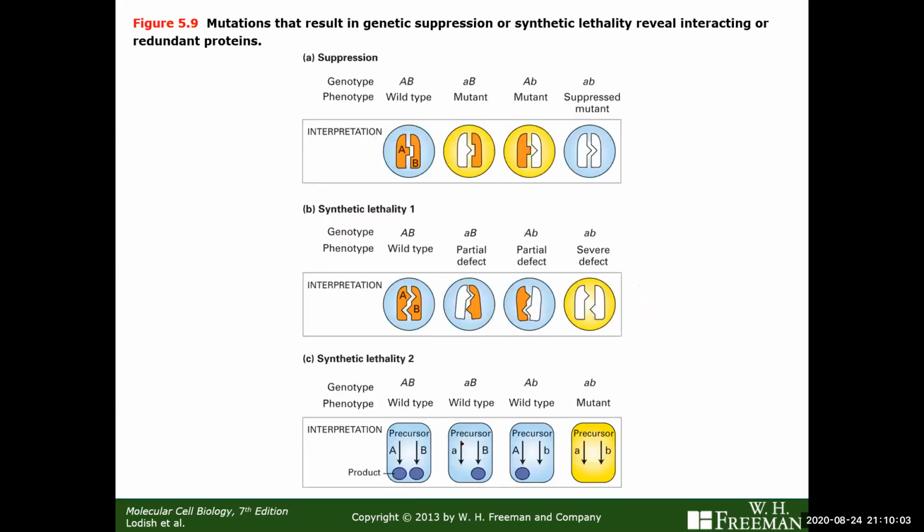Now, there is another kind of analysis that can be done. These are the kinds of analysis by which you get to understand or identify interacting proteins. Okay, so think about it. We are going back to our very popular favorite example of galactose metabolism pathway mutants.